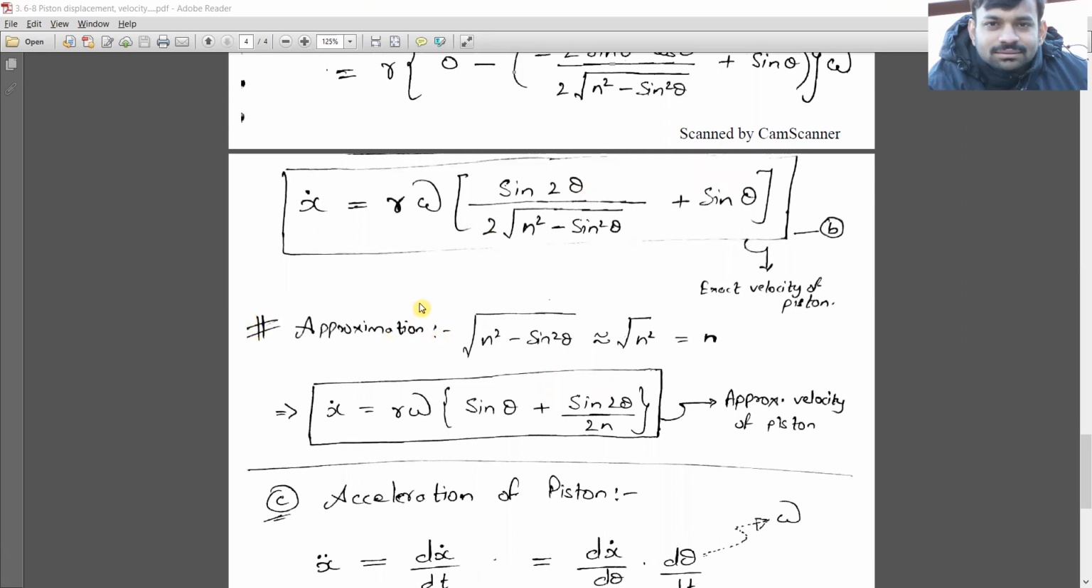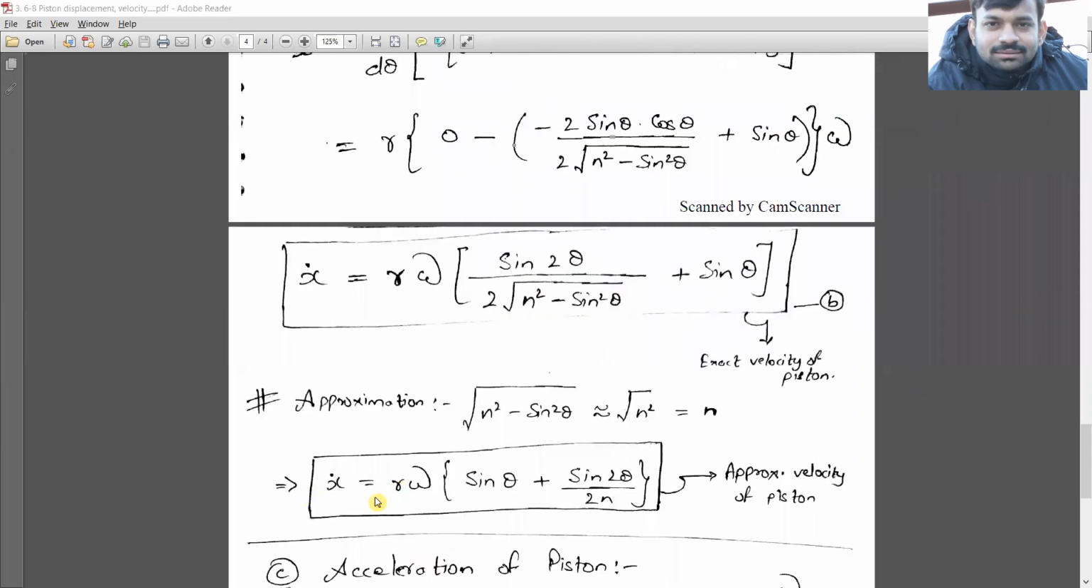So how will we do the approximation? This n square under root, we will replace by n. So we will get x dash is equal to r omega times sin theta plus sin 2 theta by 2n. Okay, this is the exact velocity. From the earlier equation we get the exact velocity, and by doing approximation we get the approximate velocity of piston: r omega sin theta plus sin 2 theta by 2n.